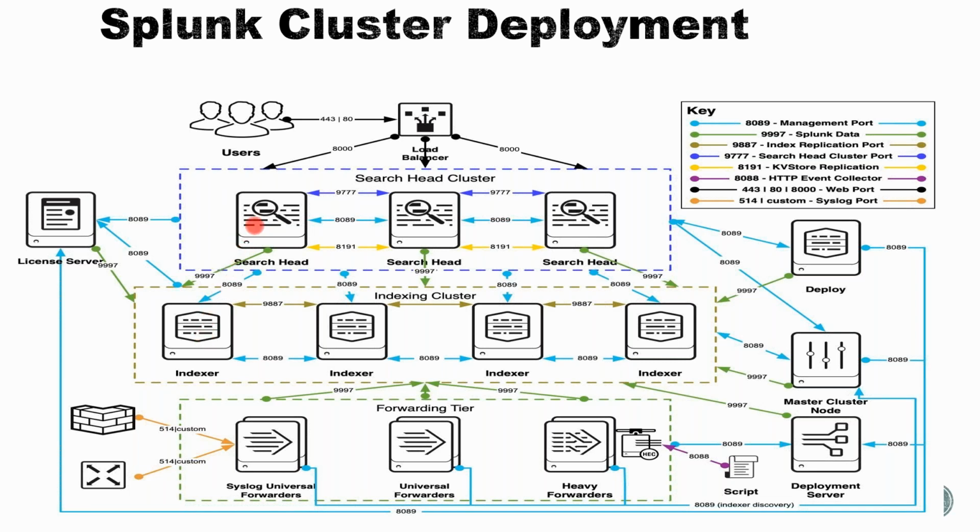And here there is a universal forwarder which will be sending the data to the Splunk indexer. If you want to filter the data, then you will send that request to the heavy forwarder, and this heavy forwarder will send that data to the indexer.